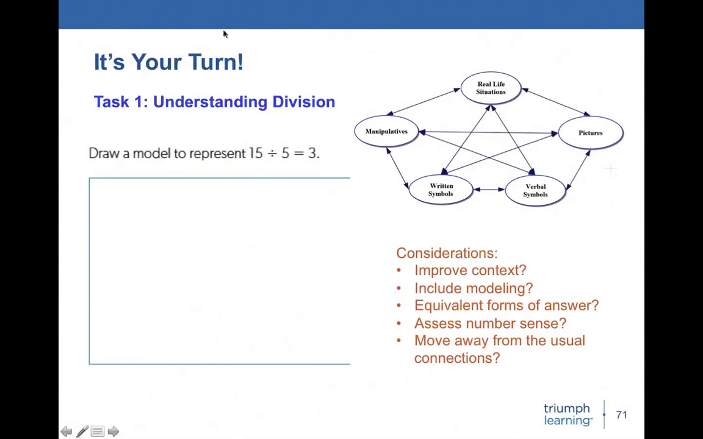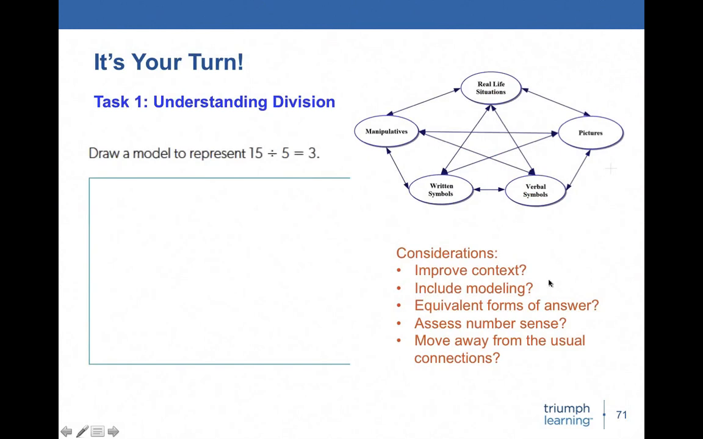Okay, guys, now it's your turn. We're going to take a fairly traditional problem, drawing a model to represent 15 divided by 5 equals 3. I'm going to give you a few minutes to see if you can sketch out a possible way of improving on this problem. And remember, think about the 5 different connections that you've got to make.